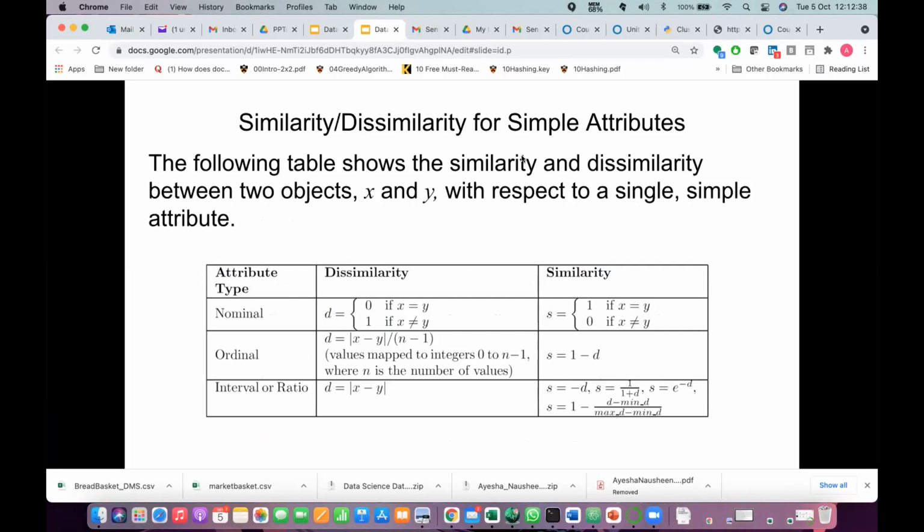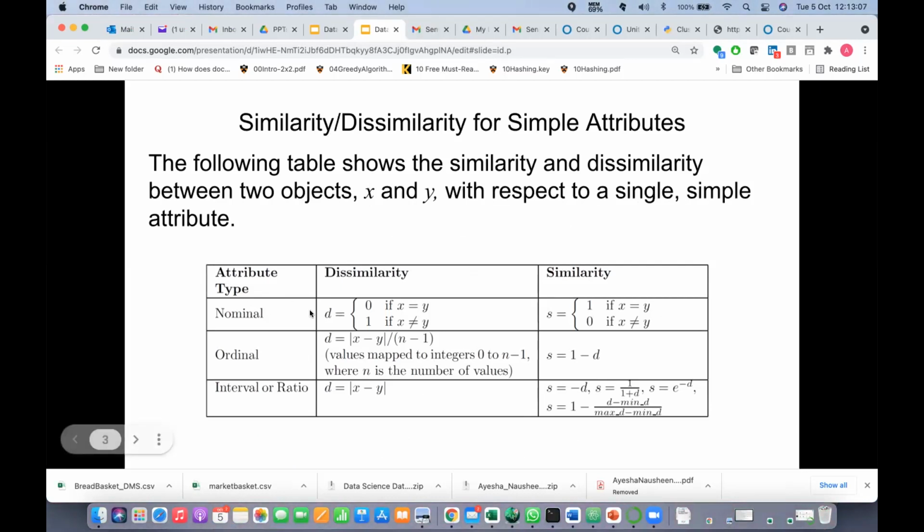Similarity, dissimilarity for simple attributes. The following table shows the similarity and dissimilarity between two objects X and Y with respect to a single simple attribute. So attribute type, nominal. For nominal, we can say only whether they differ or not, right? Then similarity will become either 0 or 1. There is nothing like 50% they are the same, 20% they are the same, 70% they differ.